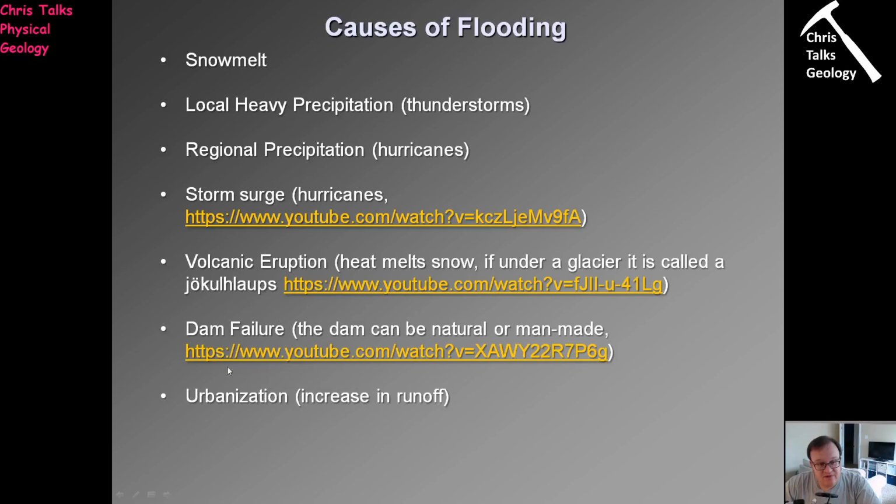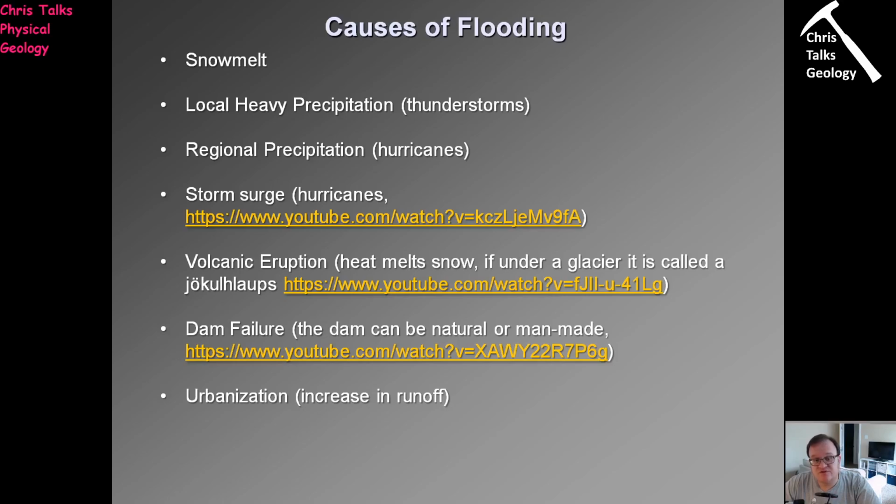You can have dam failures, both natural and man-made. So obviously natural dams include things like just simply fallen trees or beaver dams. They can actually hold up quite substantial quantities of water behind them, and if they break and fail, obviously that water can be released and it will flow downstream. Or of course you can have the failure of man-made dams.